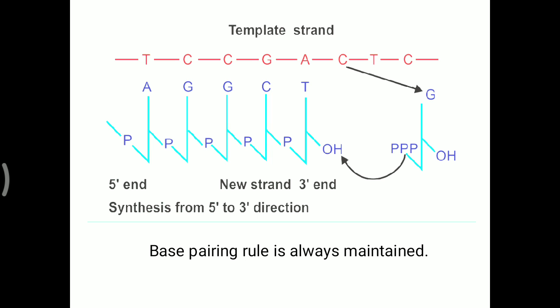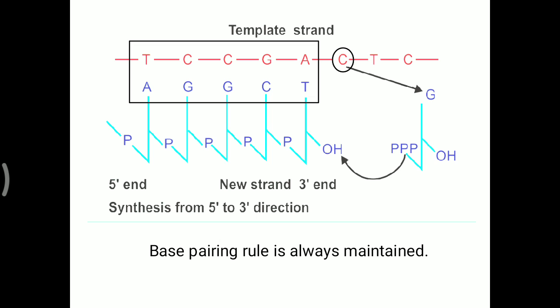So how exactly does this occur? The template strand is whichever parent DNA strand works as the template. Over that template strand a new strand will be synthesized. When the new strand is synthesized, the base pairing rule is always maintained and it proceeds in the 5' to 3' direction. In this template strand you can see the sequence, and according to the opposite sequence the base pairing rule is maintained: T to A, C to G, C to G, G to C and A to T. Next, over the template strand where C is present, complementary G will come, in the form of deoxy GTP.